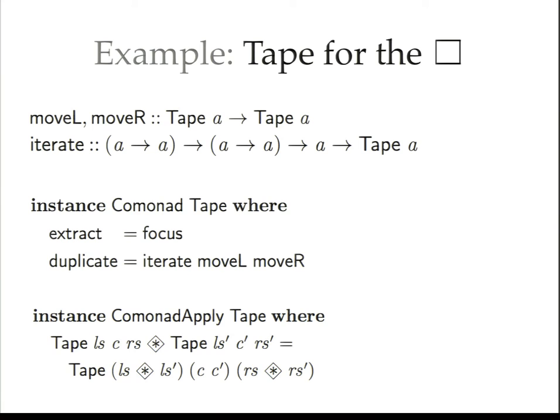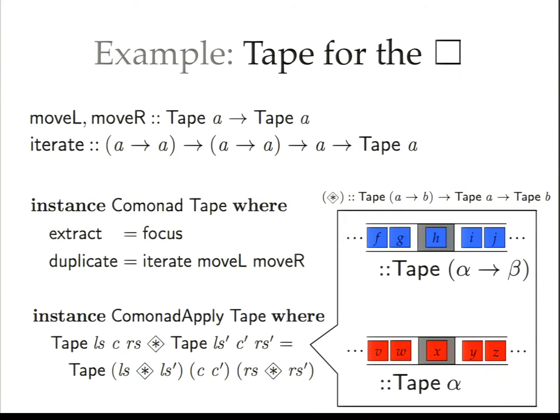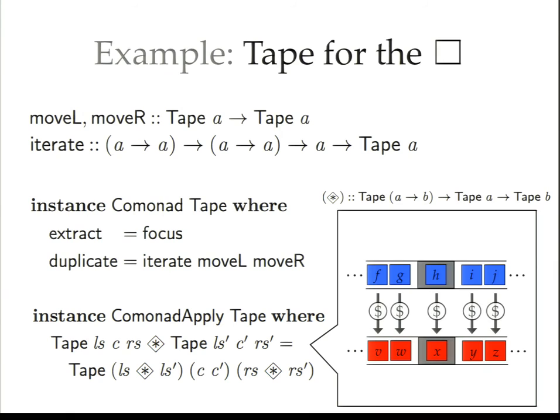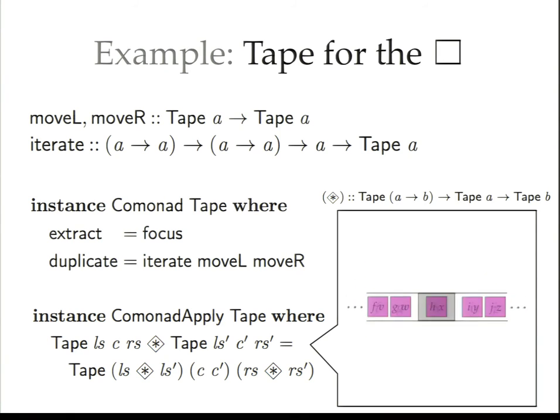We can also define a ComonadApply instance for tapes, which, if you're familiar with the ZipList type, looks just like a ZipList. So we zip together the two tapes by applying each function individually to the argument to which it corresponds, and then giving us a tape of functions applied to their arguments of type B.